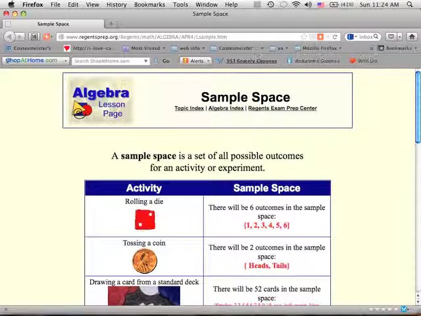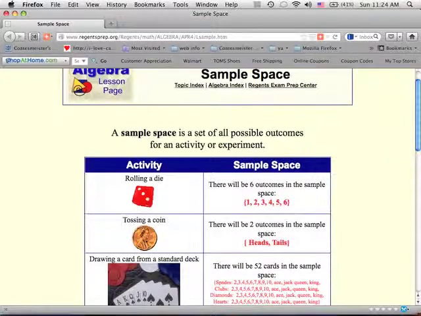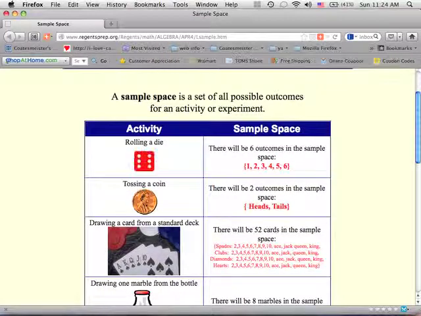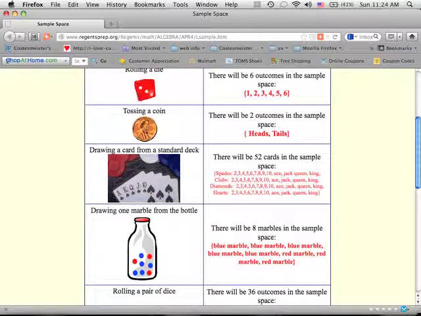So here we have a sample space of rolling a die. If you roll a die, you have 6 possible outcomes. That's the sample space, 1, 2, 3, 4, 5, 6. Another common experiment is tossing a coin. The outcomes are heads or tails. Drawing a card from a standard deck, there would be 42 possible cards.